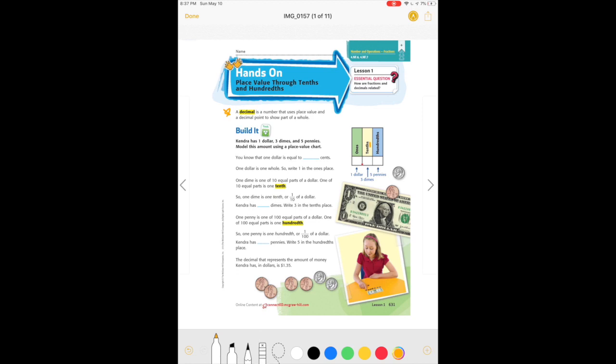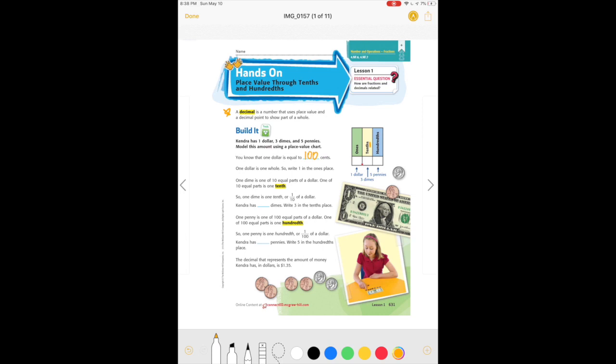Kendra has $1, 3 dimes, and 5 pennies. Model this amount using a place value chart. You know that $1 is equal to how many cents? If I have $1, it is equal to 100 cents.